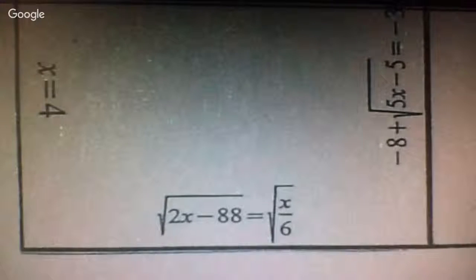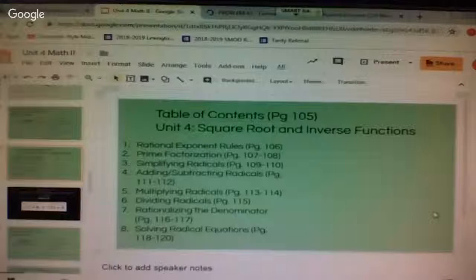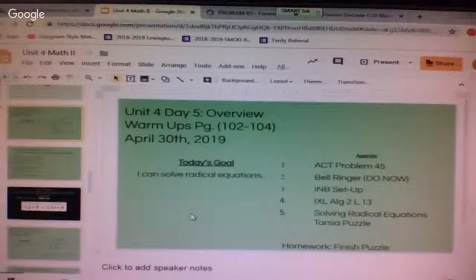So right now, what I want you to work on is IXL. You are working on IXL L.13. Save this for tonight. That way, those of you who don't have access to the internet at home can still do this at home.